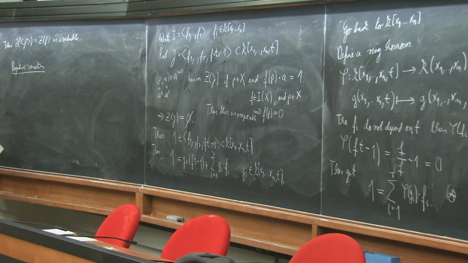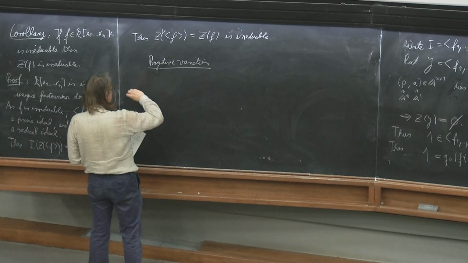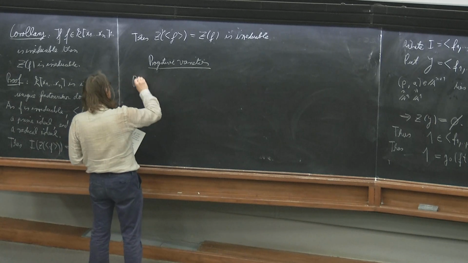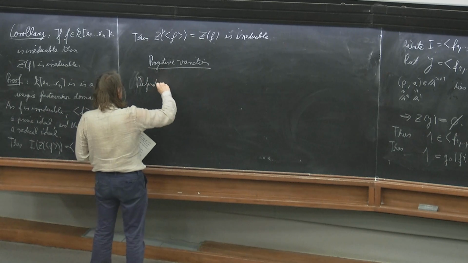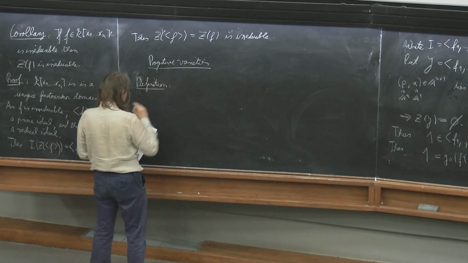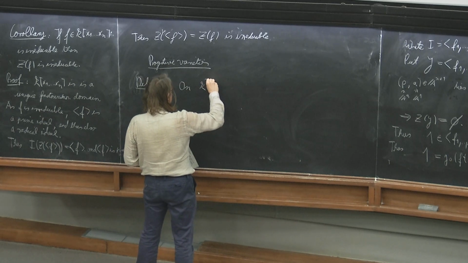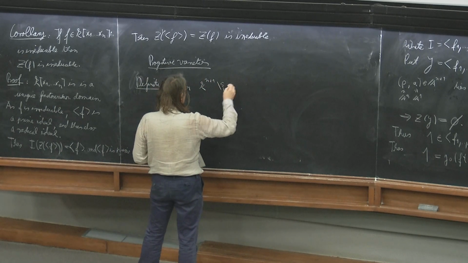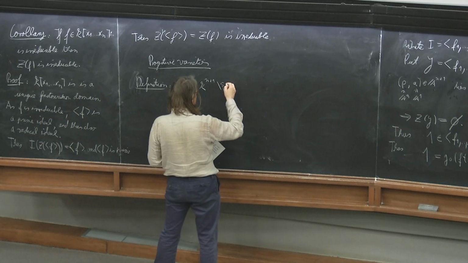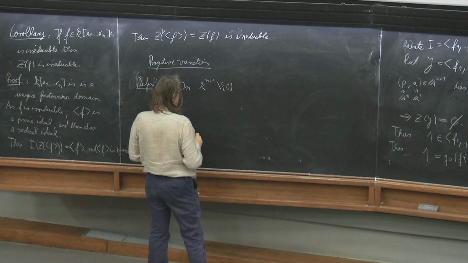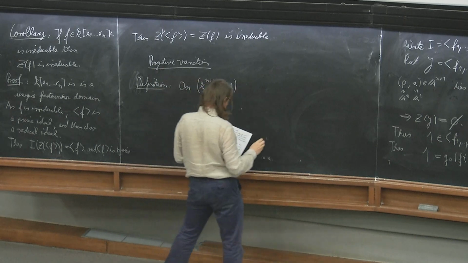So first I have to tell you what projective space is from this viewpoint, although I'm pretty sure you had it in differential geometry or topology in some form. Definition. So on, say, k^{n+1} without the origin, we have an equivalence relation.